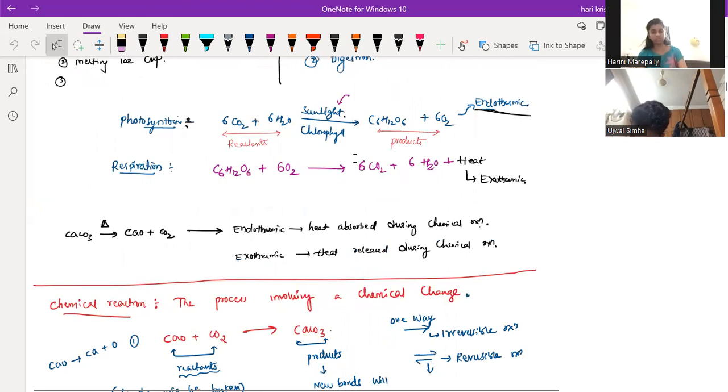So this is the photosynthesis equation. The next one is the respiration equation. So photosynthesis is what? 6CO2 plus 6H2O in the presence of sunlight and chlorophyll will form C6H12O6 plus 6O2. It will form glucose and oxygen gas. And photosynthesis is an endothermic process.